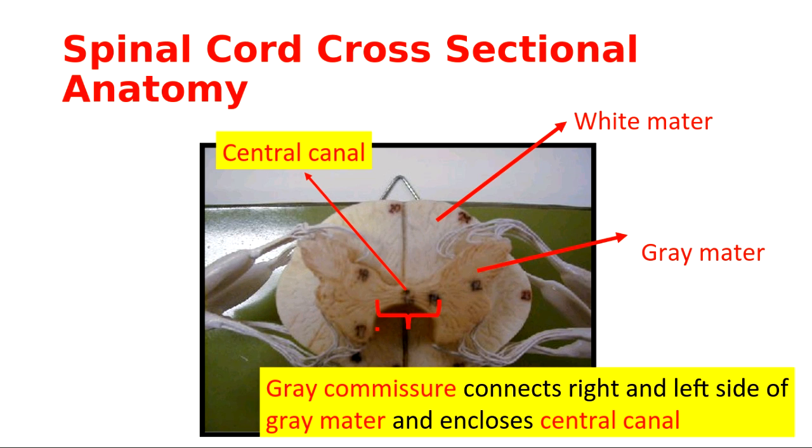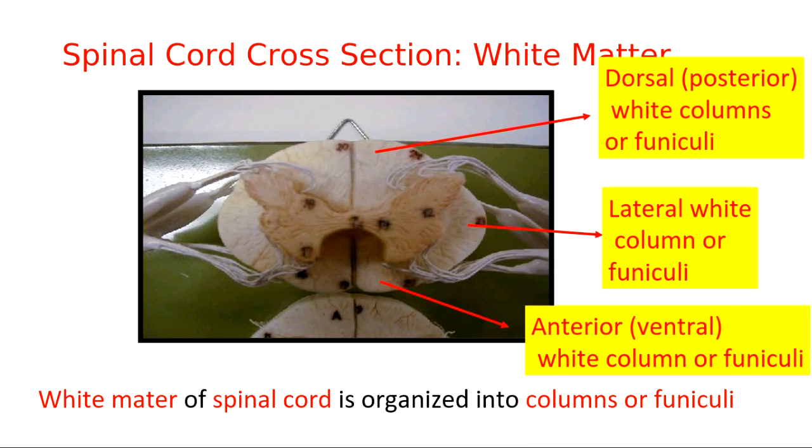In the middle of the gray matter, there's a little canal called the central canal. And again, this will be another place where we're going to find CSF. Remember, white matter versus gray matter. The little gray matter bridge that connects right and left gray matter, this little bridge right here, is the gray commissure. The white matter areas are called columns or funiculi. So there will be the dorsal columns or funiculi, lateral columns or funiculi, and anterior columns or funiculi.